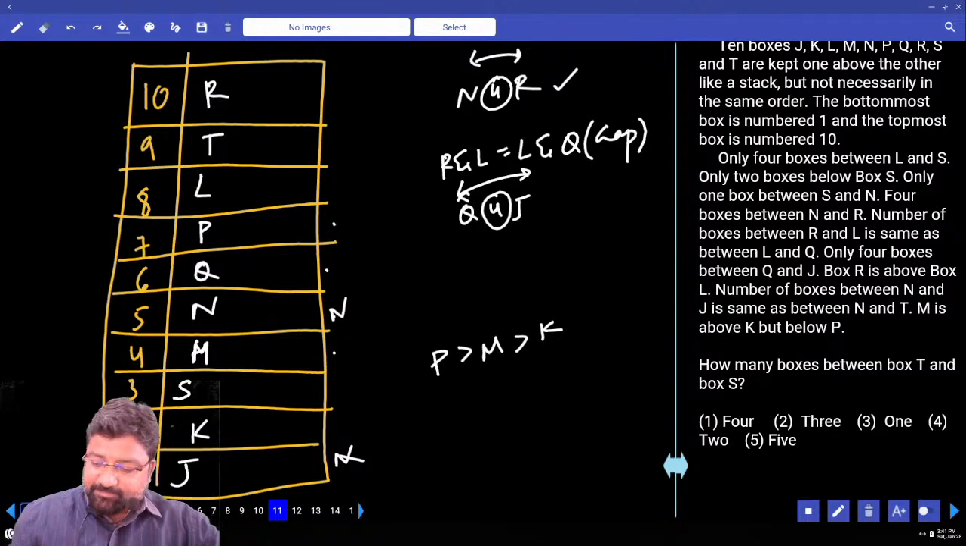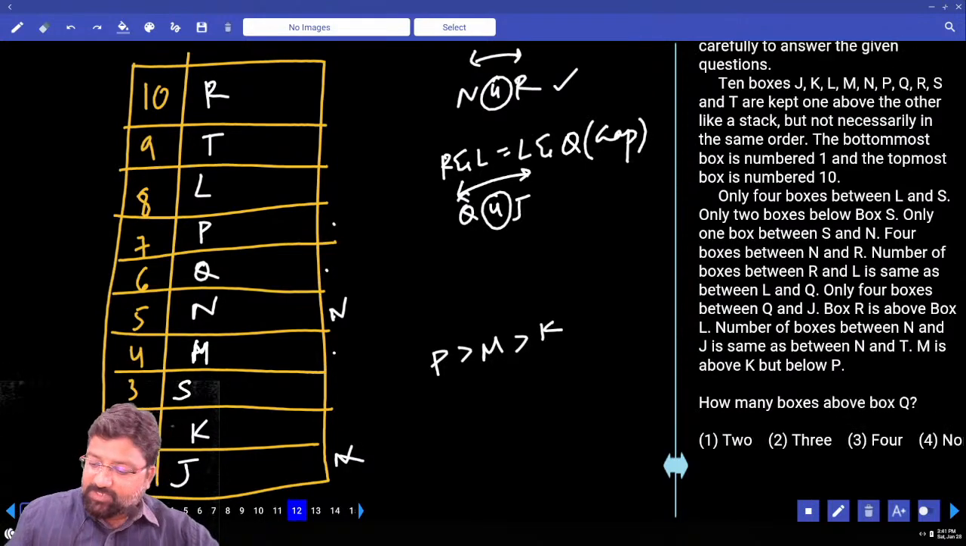Clear? How many boxes between T and S? How many between T and S? Please count. 1, 2, 3, 4, 5. How many boxes above Q? How many above Q? 1, 2, 3, 4.